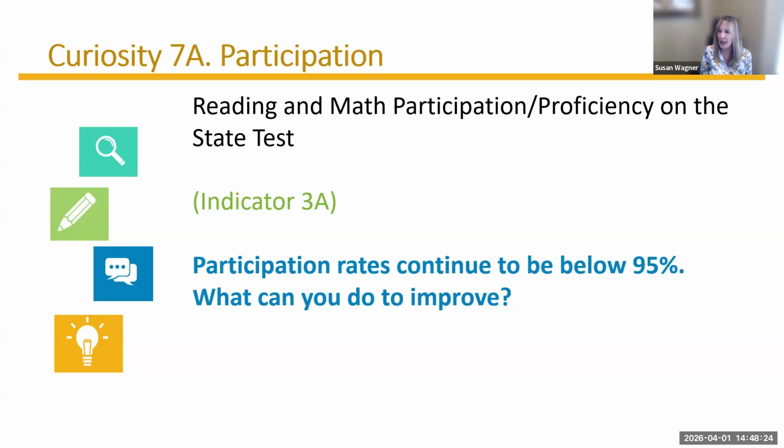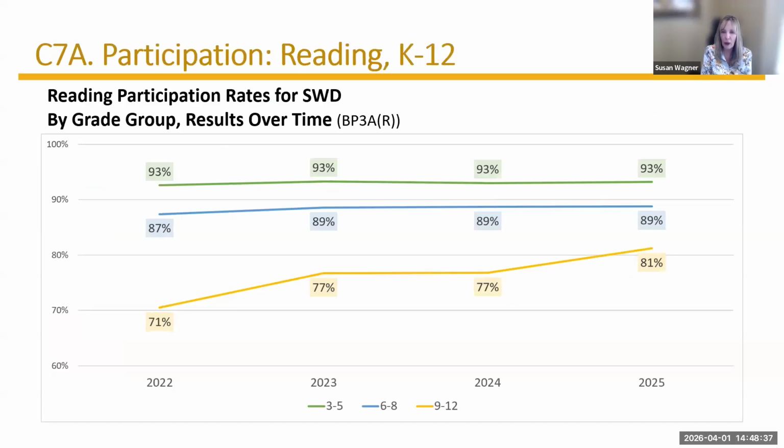So let's talk about the state test. First, participation. Now, I framed this negatively. I shouldn't. So my framing is participation rates continue to be below 95%. What can you do to improve? But if we look at the grade 9 through 12 participation rate, it has increased dramatically. I should have led with that.